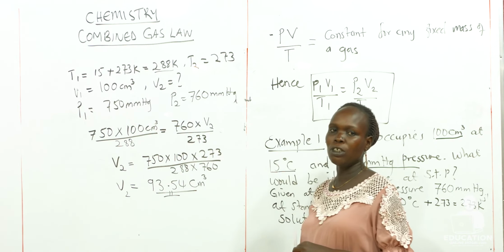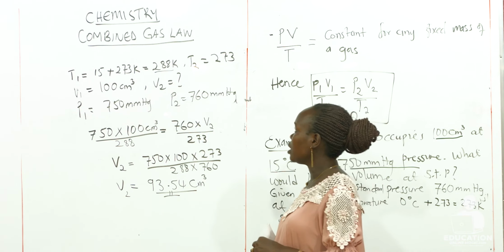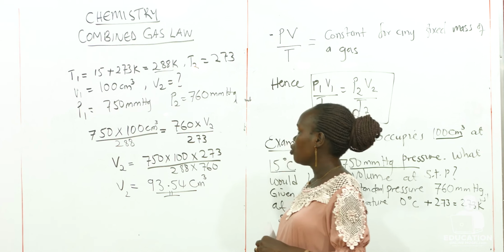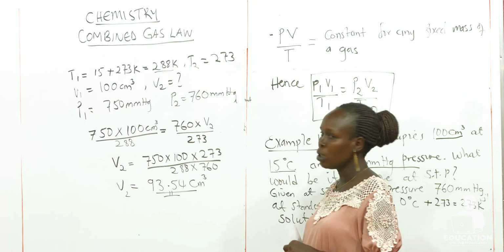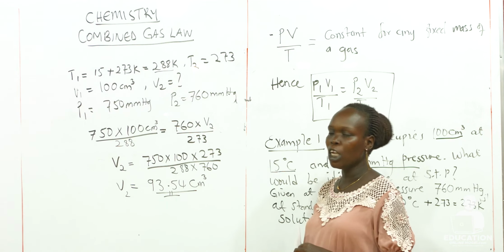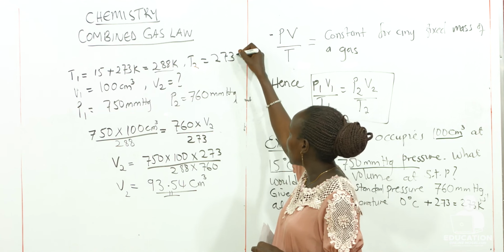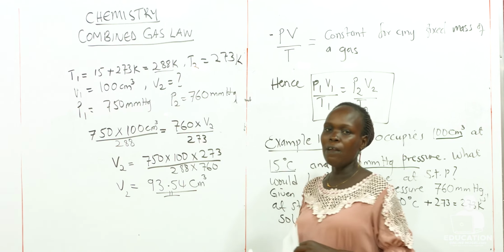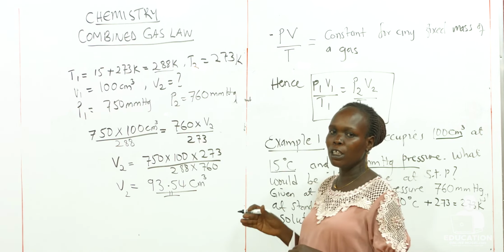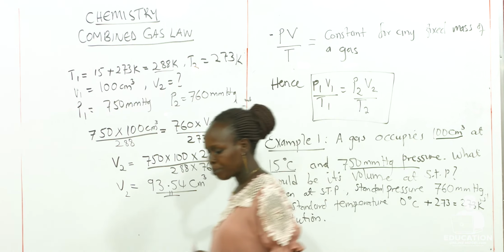You need to add 273, and it will give us the values in the Kelvin scale. So we have temperature 2 as 0 degrees centigrade. When you add 273, then we shall have the value in the Kelvin scale. So we have changed the 0 degrees centigrade into the Kelvin scale.